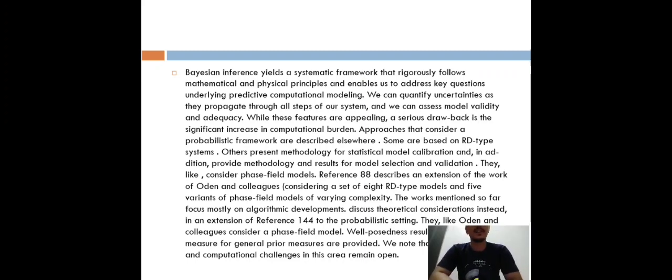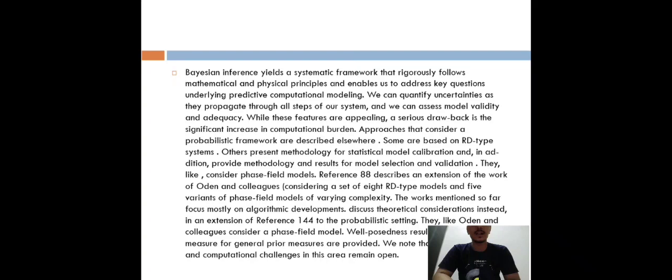Bayesian inference yields a systematic framework that rigorously follows mathematical and physical principles and enables us to address key questions underlying predictive computational modeling. We can quantify uncertainties as they propagate through all steps of our system, and we can assess a model's validity and adequacy. While these features are appealing, a serious drawback is the significant increase in the computational burden. Several approaches consider a probabilistic framework and are described elsewhere.